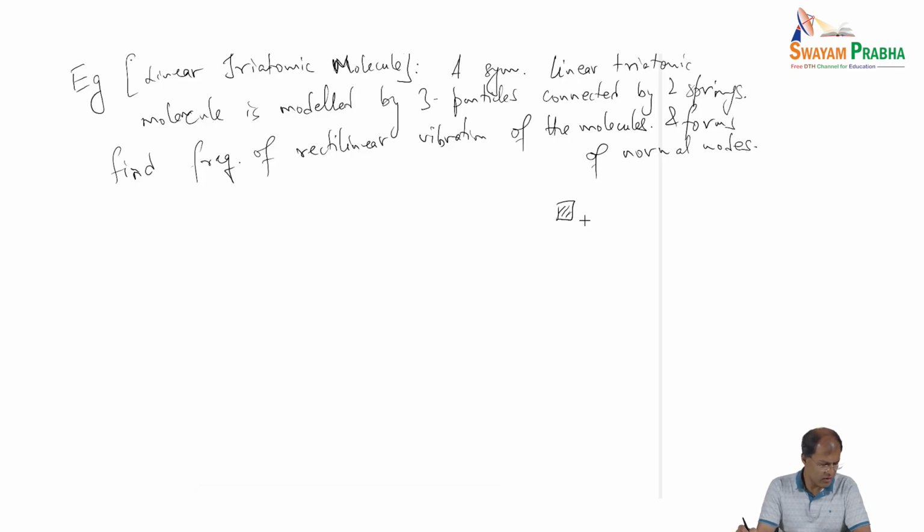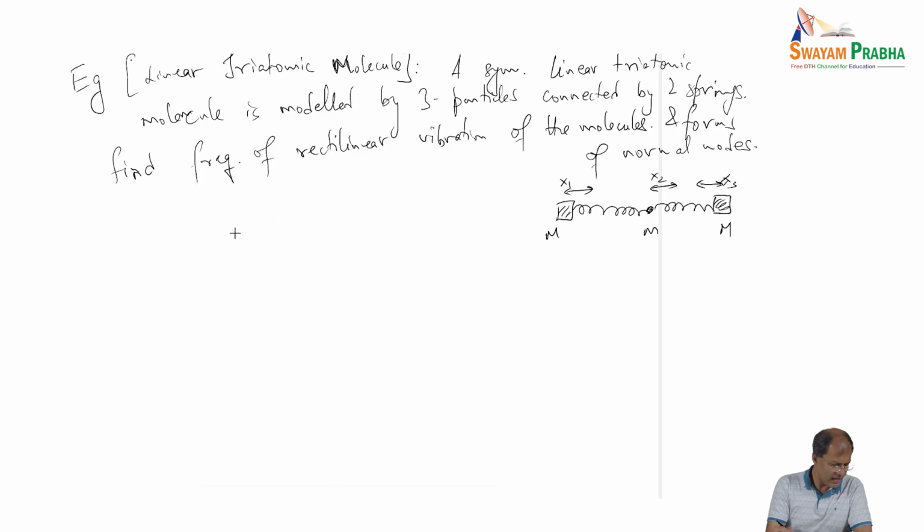Let's say the molecules are given as follows. We have the first and the last molecules of equal masses capital M, and the middle one is of mass small m. They are each connected with vibrational strings, and we have longitudinal displacements x1, x2 and x3, right?